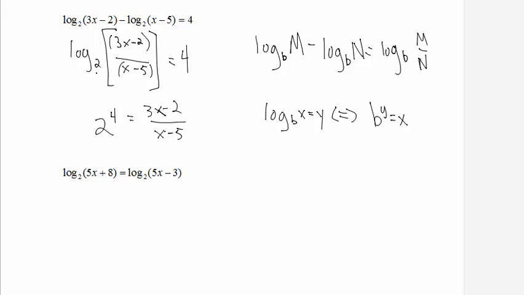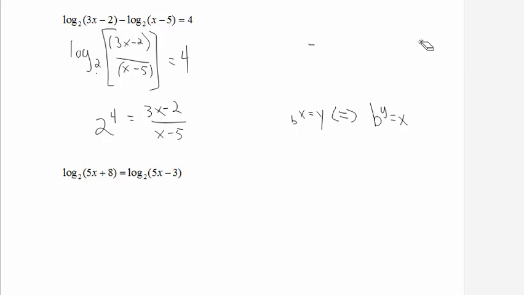Okay, and now from here we have a fairly simple equation that we need to solve. So I'll make some more room here, and I have 2 to the 4, which I know is 16. That's 2 times 2 times 2 times 2, right? So if I want, I can simplify that. One more step, so I'll come up here. That's 16 equals 3x minus 2 over x minus 5.